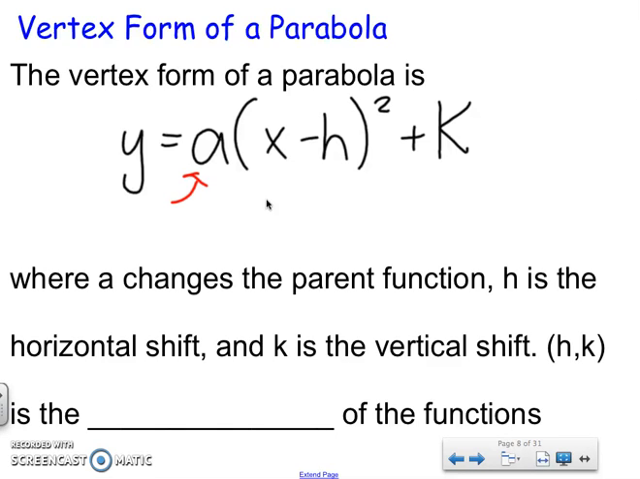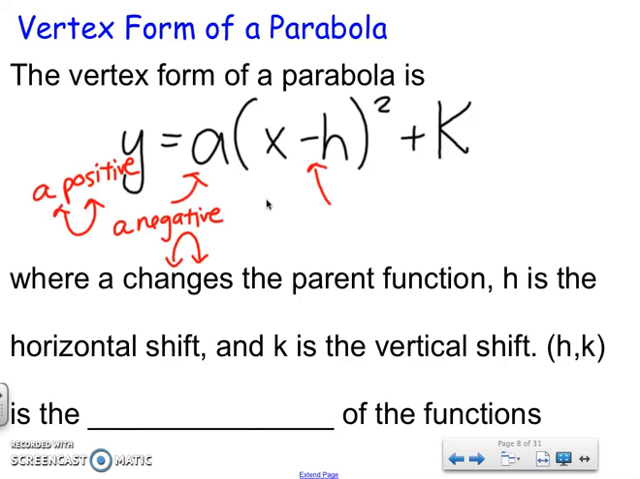A is going to be the number out front. If A is positive, our graph is going to open up. So I'm going to have an open up U shape. If A is negative, that means I'm going to have an opening down U-shaped parabola. Okay? This inside, that X will always be there.